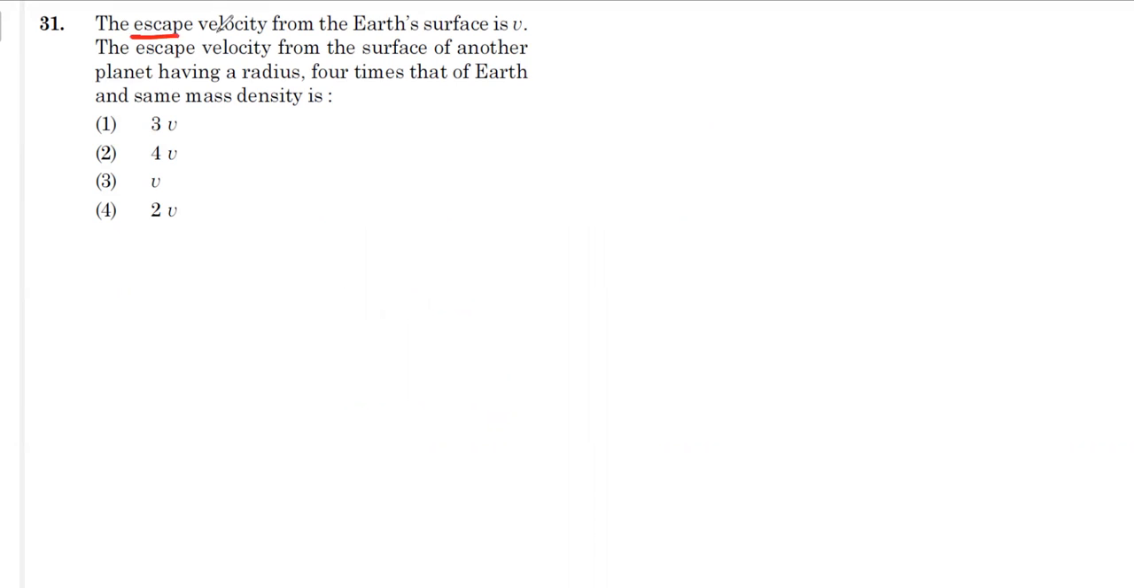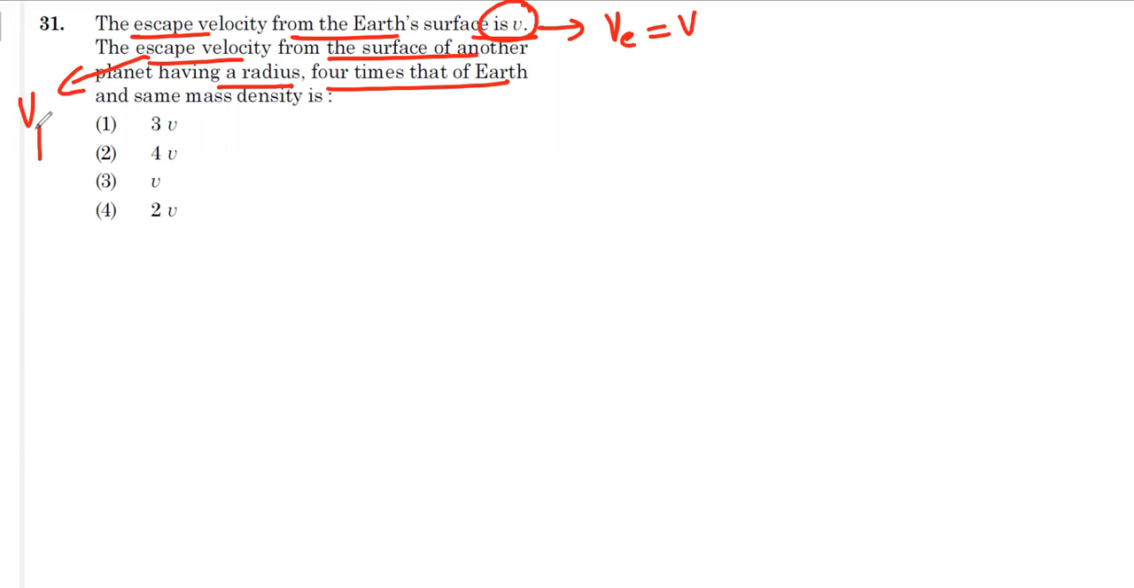So what is given? The escape velocity from the Earth is v. The escape velocity from the surface of another planet having a radius 4 times that of Earth. So first, the data. They have given the escape speed of Earth, so let's say v Earth is v. They are asking the escape speed of another planet, so let's say v planet, having a radius 4 times that of Earth, which means the radius of the planet is 4 times the radius of the Earth, and the same mass density, which means the density of the planet is the same as the density of Earth. So the data is collected. It's another regular type.